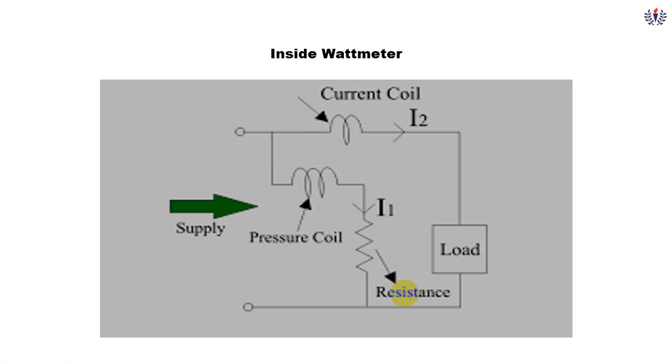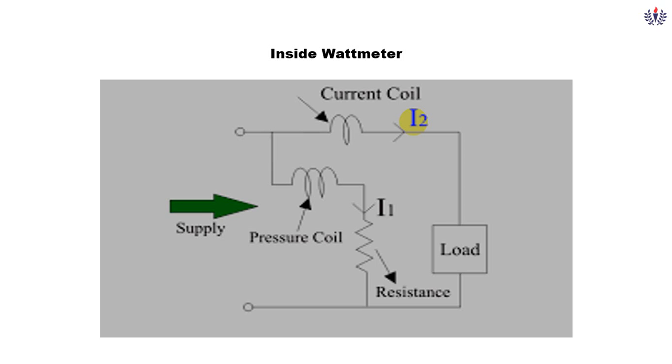So why current coil and pressure coil? We know the formula of the power, P is equal to V into I. In case of AC power, VI cos phi. For producing that power, we need both voltage and current and power factor. So we are making use of two coils, one is the current coil and the other is the pressure coil. We know already the current measurement can be done only when it is connected in series, and similarly, the pressure or the voltage can be measured when it is connected in parallel.